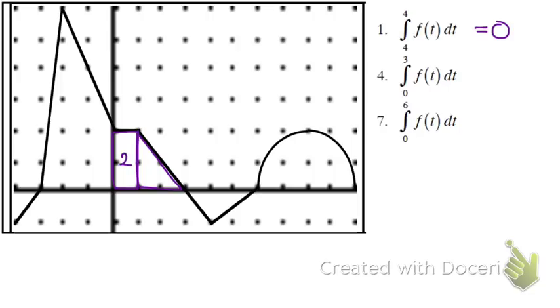My triangle is 1/2 base times height. So the base is 2 and the height is 2. So 2 times 2 is 4, but it's only half of that. So it's also 2. Therefore, if I'm adding together these two areas, I get 2 plus 2 to equal 4.